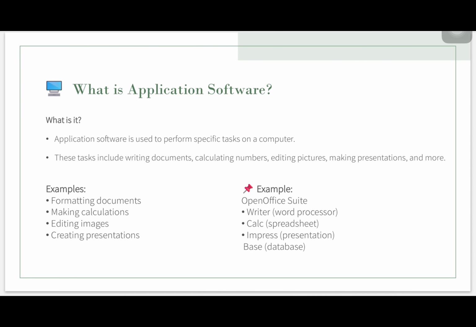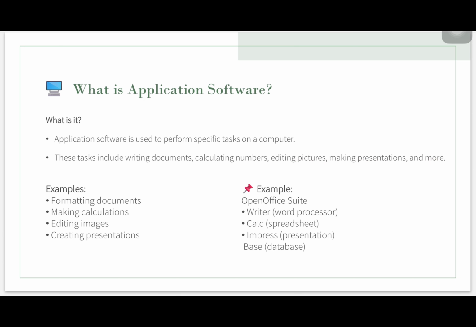First point, what is application software? Application software is used to perform specific tasks on a computer. Means application software are those software which are specifically made to perform any specific type of task on a computer. For example, if you want to listen music, which application we use? For example, Spotify. If you want to see any video, MS player, VLC, or by default our music player. These tasks include writing documents, calculating numbers, editing pics, making presentation and more.